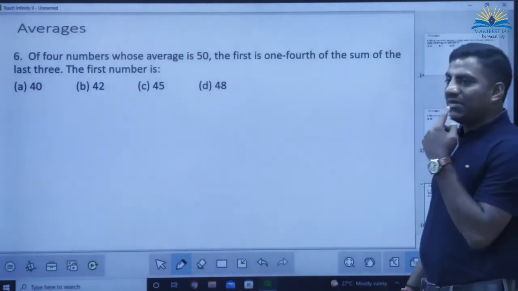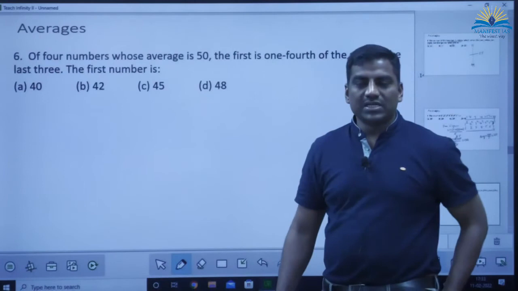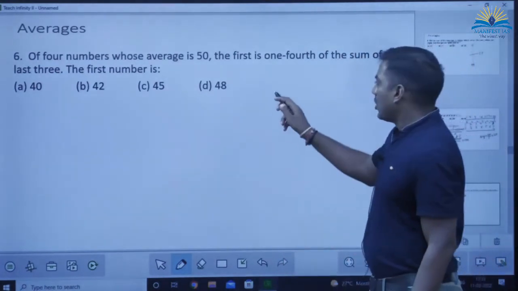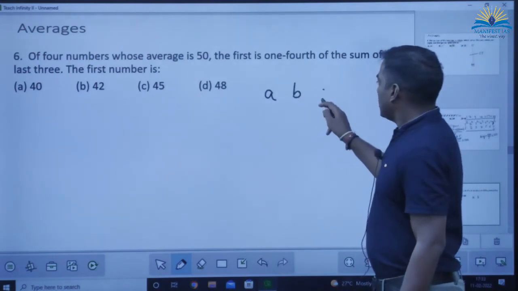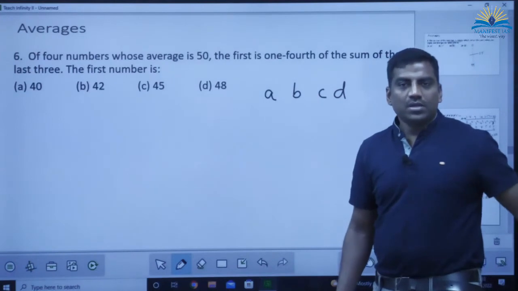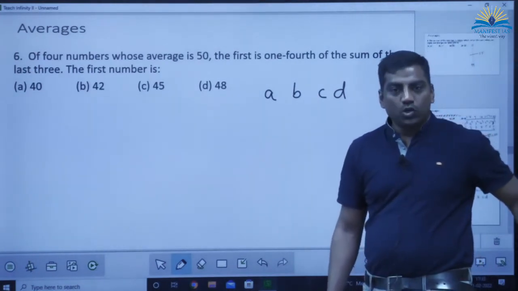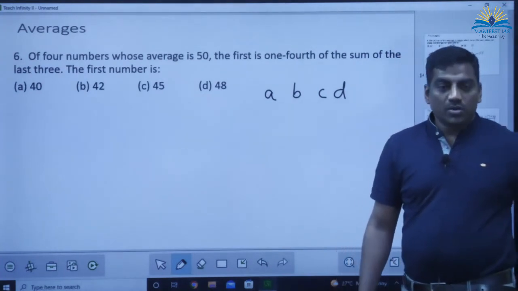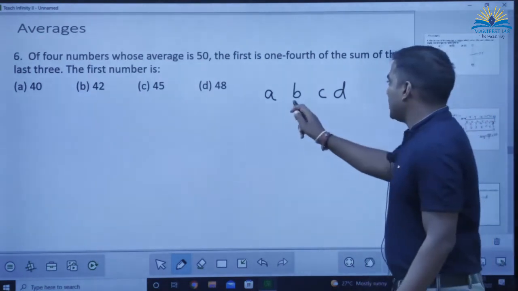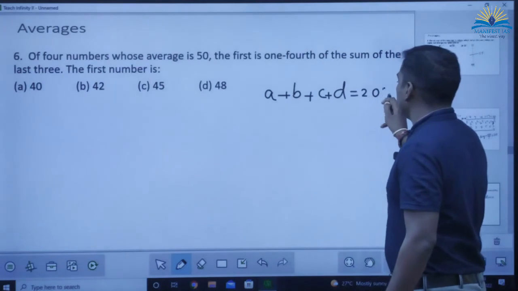There are 4 numbers whose average is 50. Then what is their sum? There are 4 numbers, let's say A, B, C, D. Their average is 50. Then what about their sum? 50 into 4. So A plus B plus C plus D is equal to 200. Can I write like this?